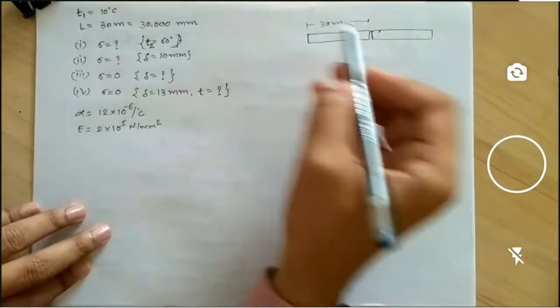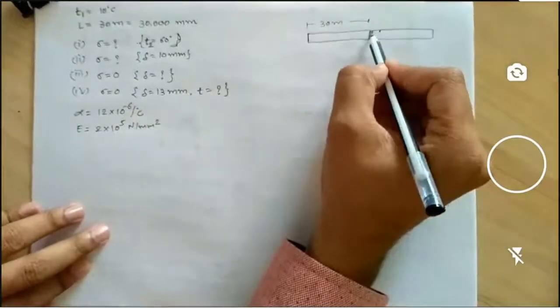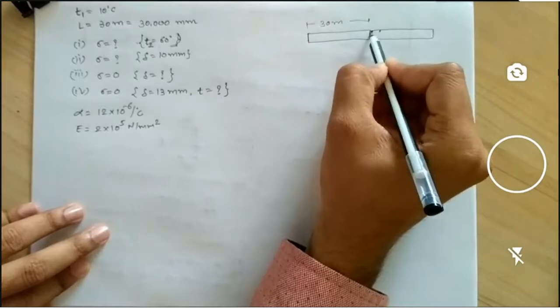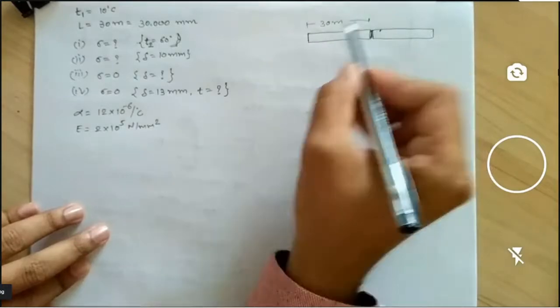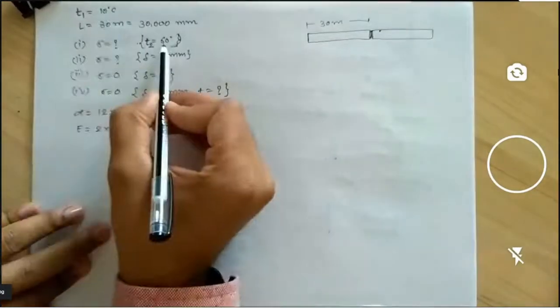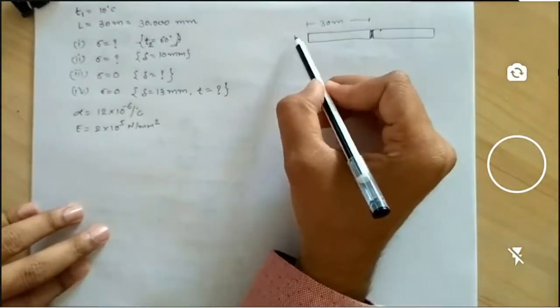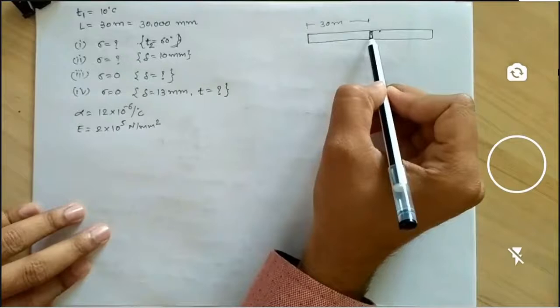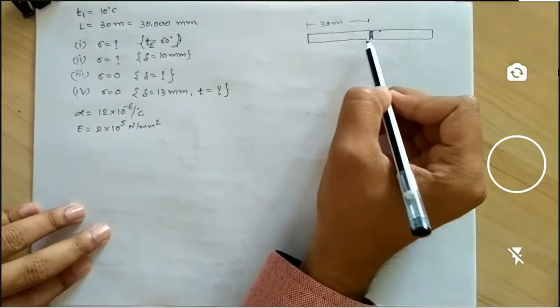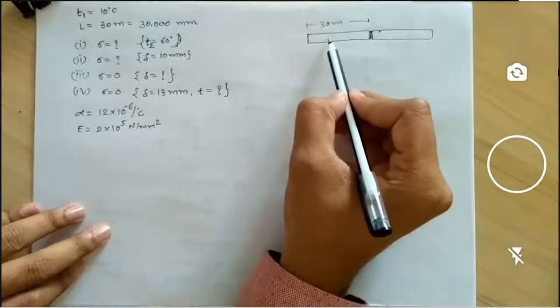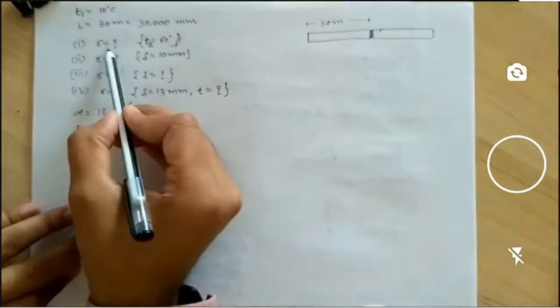Okay. So delta is 0, means both are connected with each other here at the joint, and the temperature is increased from 10 degrees to 60 degrees. So they cannot expand in any direction because on both sides they are fixed with another member. So stresses are generated due to the temperature change. That is to be found.